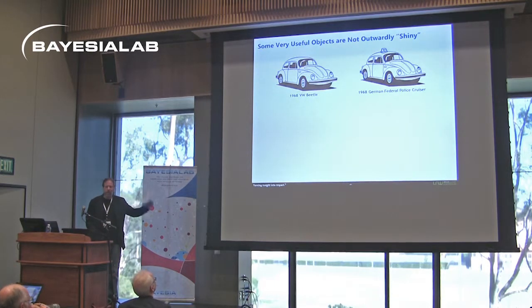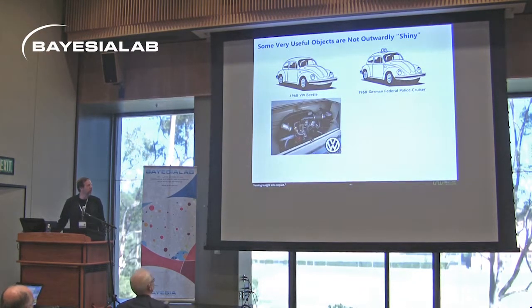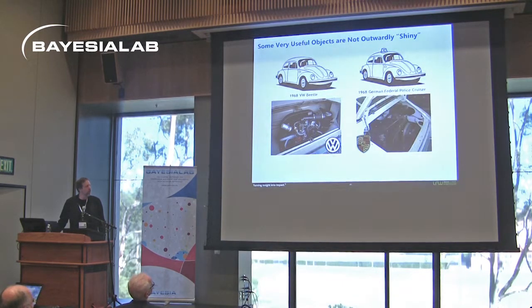You know, they'd be driving around, and people would think, God, why are they using a VW Bug for a police car? They couldn't catch an old lady on a skateboard. What is going on here? Well, again, what you see is not necessarily what you get. This is the engine for your stock VW Beetle. This is the engine that was in the German Federal Police Cruiser. As you can see, it's made by a different company.